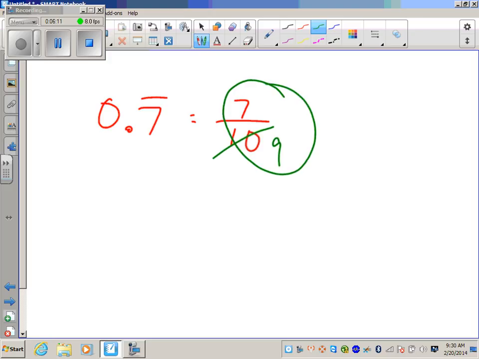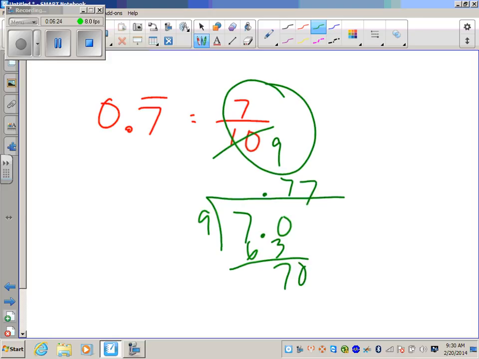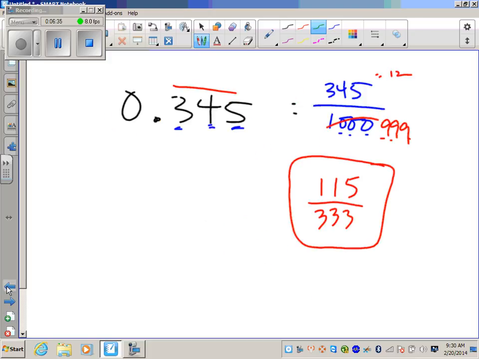Now we can check this one pretty easily. Let's throw the 9 on the outside. Let's throw the 7 on the inside. 9 into 70, 7 times is 63. 63. Okay? So it does work. All right? Your biggest problem is going to be making sure that when you get to a fraction that looks like this, you don't just leave it as is, that you explore all your possibilities and make sure you simplify it as much as you can.